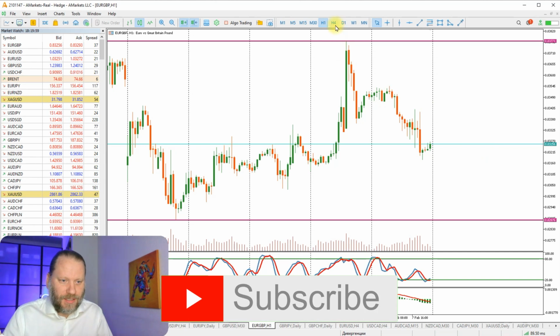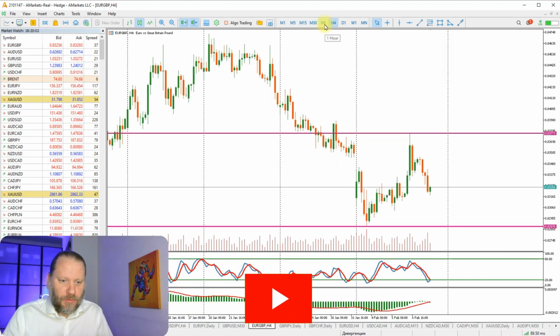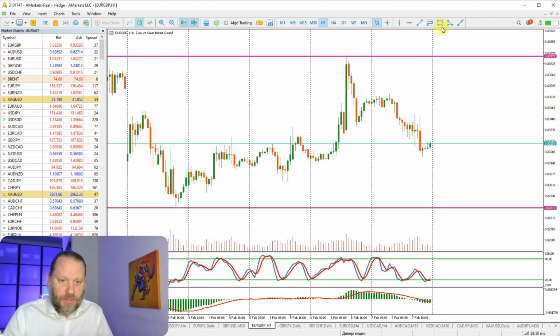So, let's look at the following currency pair. This is the euro pound. This is a running pair. By the way, I really love this currency pair. We would have done well to trade on it at the last non-farm.